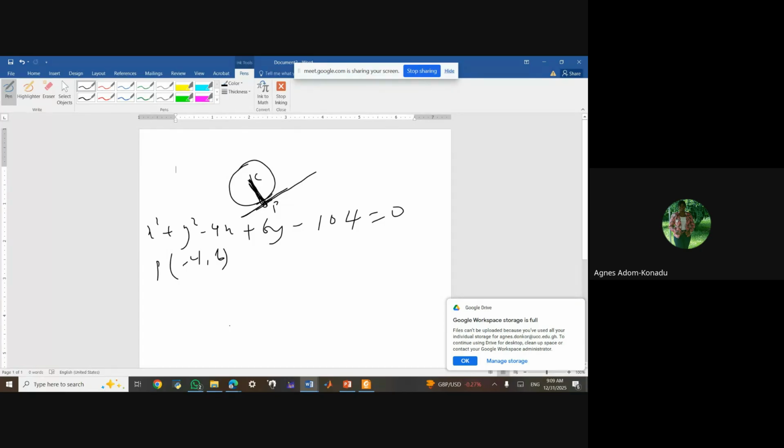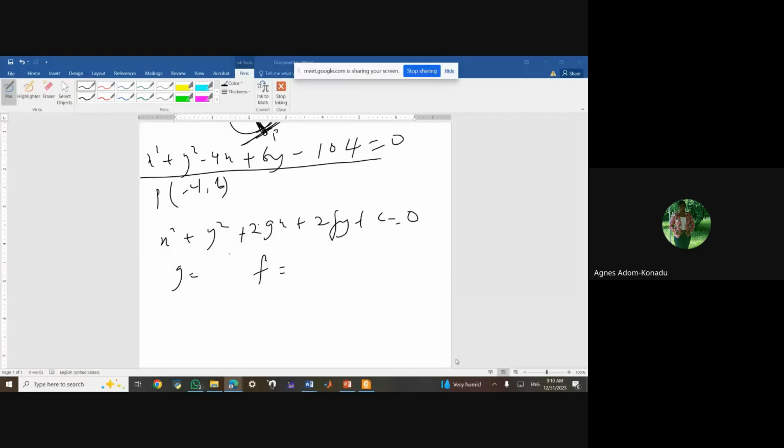So we want to find the equation of this radius. Okay. So first you have to compare this with the general equation of a circle.